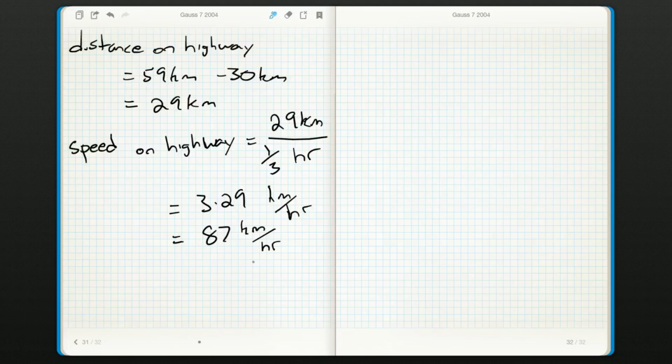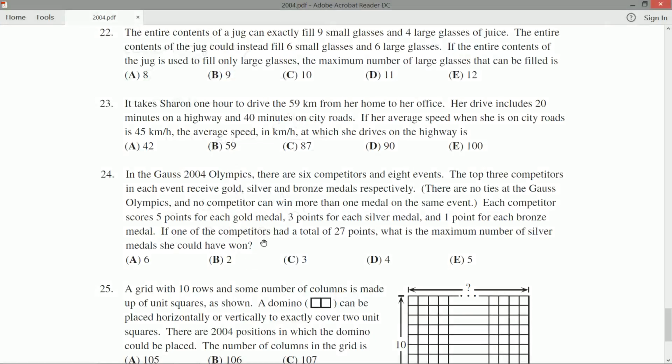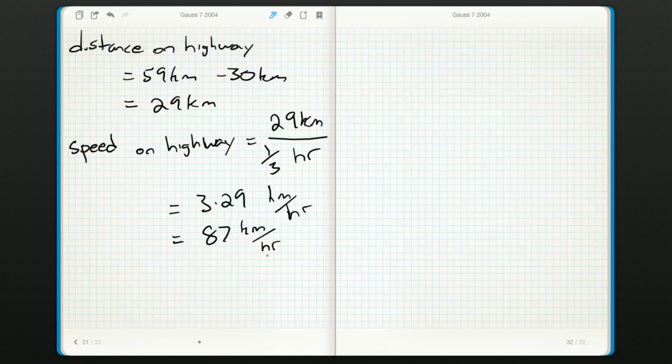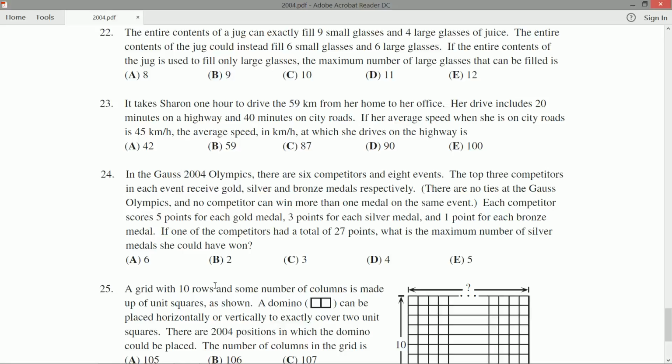Now let's check, is that one of the answers? And there it is. It's right in the middle for us. It's C. Okay, so we bubble in C, and we move right along to question number 24.